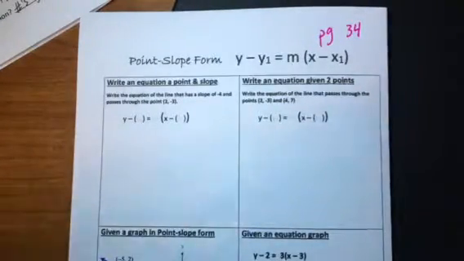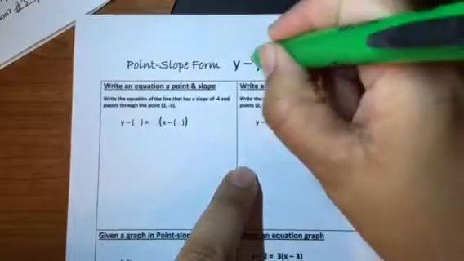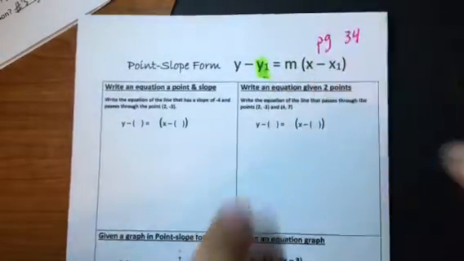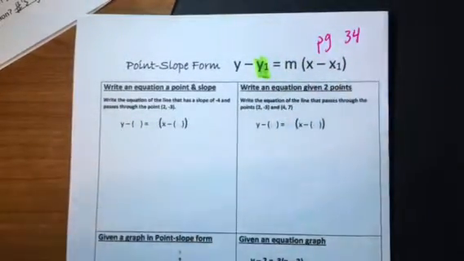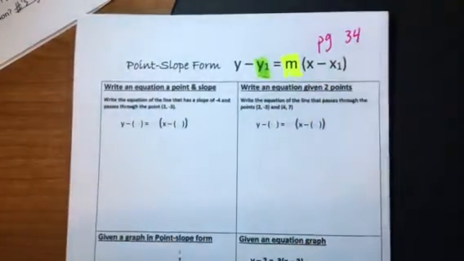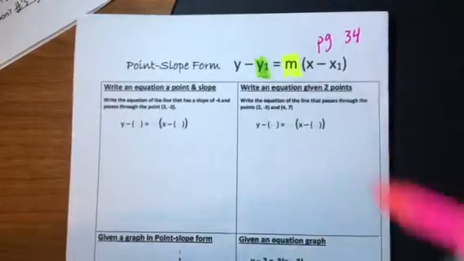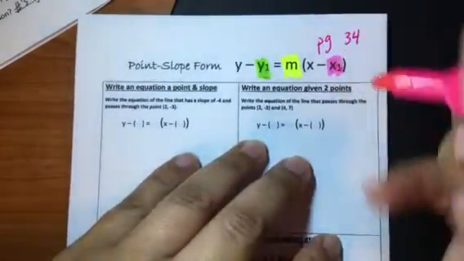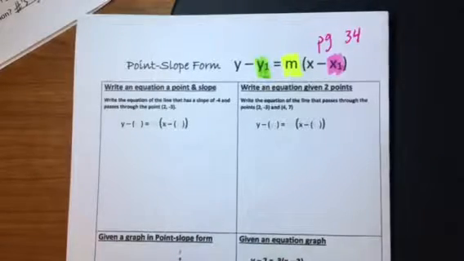Basically, what I need you to know is you're going to have this number. You're going to have this one as a number. And then you'll have this as a number. So basically what you're going to do is plug in those three things, and you have to figure out where they're coming from.